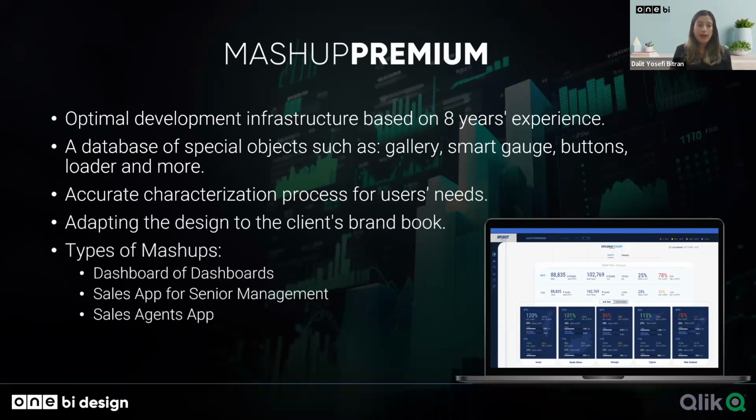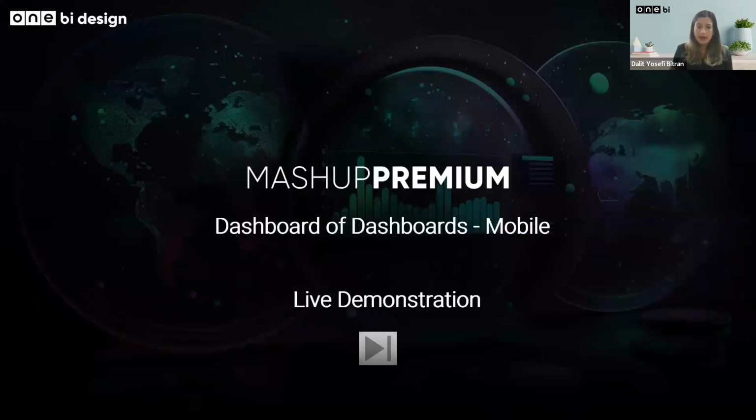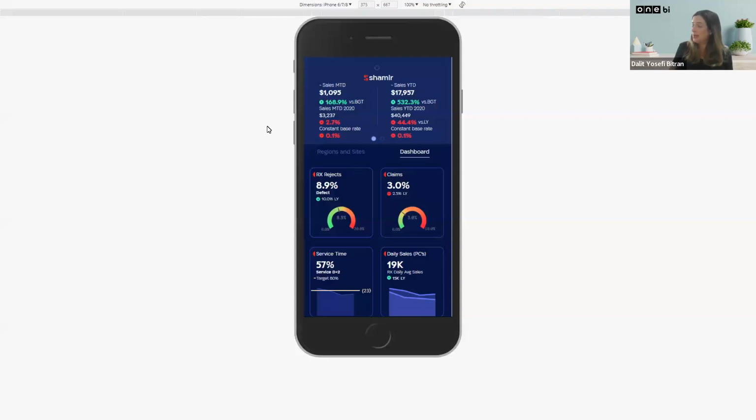And we actually have 3 kinds of mashup. We have the dashboard of dashboards, we have the sales app for senior management, and the sales agent app. Today you will see the first 2 ones. So let's start with the Mesha Premium. I will show you one example for the mobile and another for the desktop.